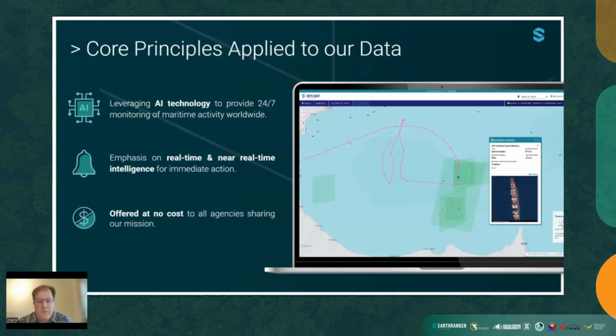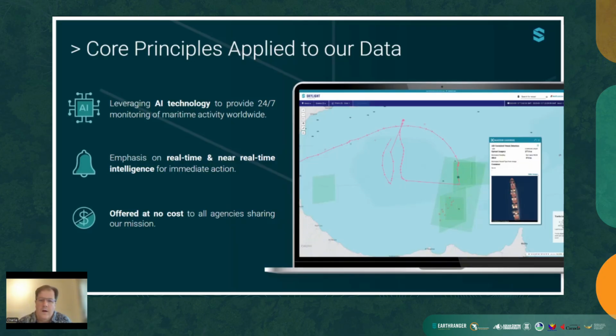In the maritime world, there are basically mountains of data that are available, too much for any one person to comprehend at any given time. So Skylight is a tool that helps analyze the maritime domain awareness data that we have access to continuously, 24/7, applying the AI models that we've taught to recognize specifically fishing activity and various illicit fishing activities. And we do this on a real-time or near real-time basis to help the users.